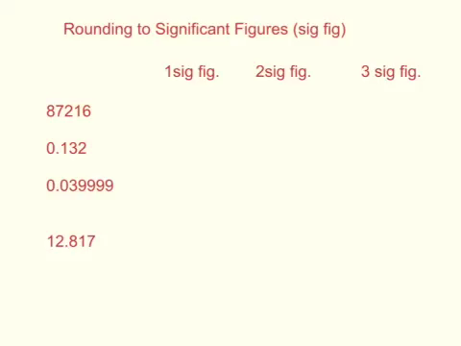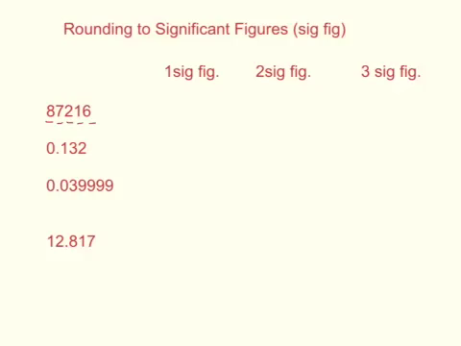In this video, we're just going to see how to round to significant figures. So we've got 4 numbers down the side, and then we're going to round each number first of all to 1 significant figure, 2 significant figures, and 3 significant figures. So the first one, at the minute, the number has 1, 2, 3, 4, 5 significant figures.